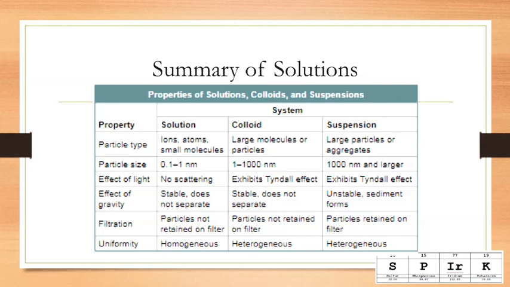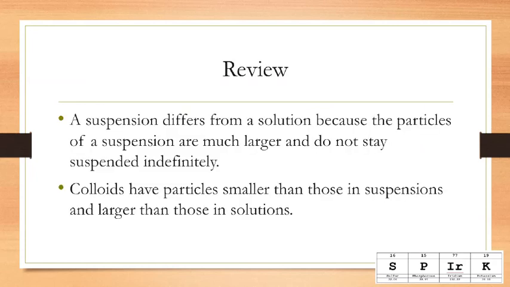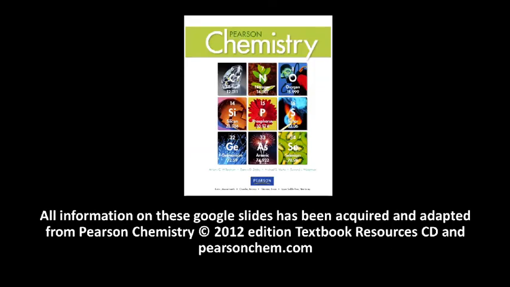So the summary of solutions: we have the particle type, the solution, the colloid, and the suspension. These are just different things that you might want to jot down in your notebook. It breaks it down into the three main parts. In review, a suspension differs from a solution because the particles of a suspension are much larger and do not stay suspended indefinitely. And colloids have particles smaller than those in suspensions and larger than those in solutions.